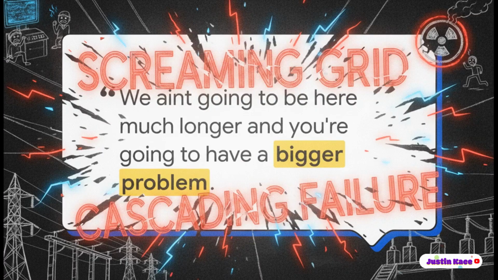And while the FirstEnergy operators were just staring at their frozen screens, the rest of the grid was literally screaming. They started fielding these frantic phone calls from nearby power plants that were suddenly experiencing massive, violent voltage spikes. In fact, a nearby nuclear power plant operator called in with this warning: "It's not looking good. We ain't going to be here much longer, and you're going to have a bigger problem." The sheer panic from the outside world was just slamming into this totally oblivious, silent control room.